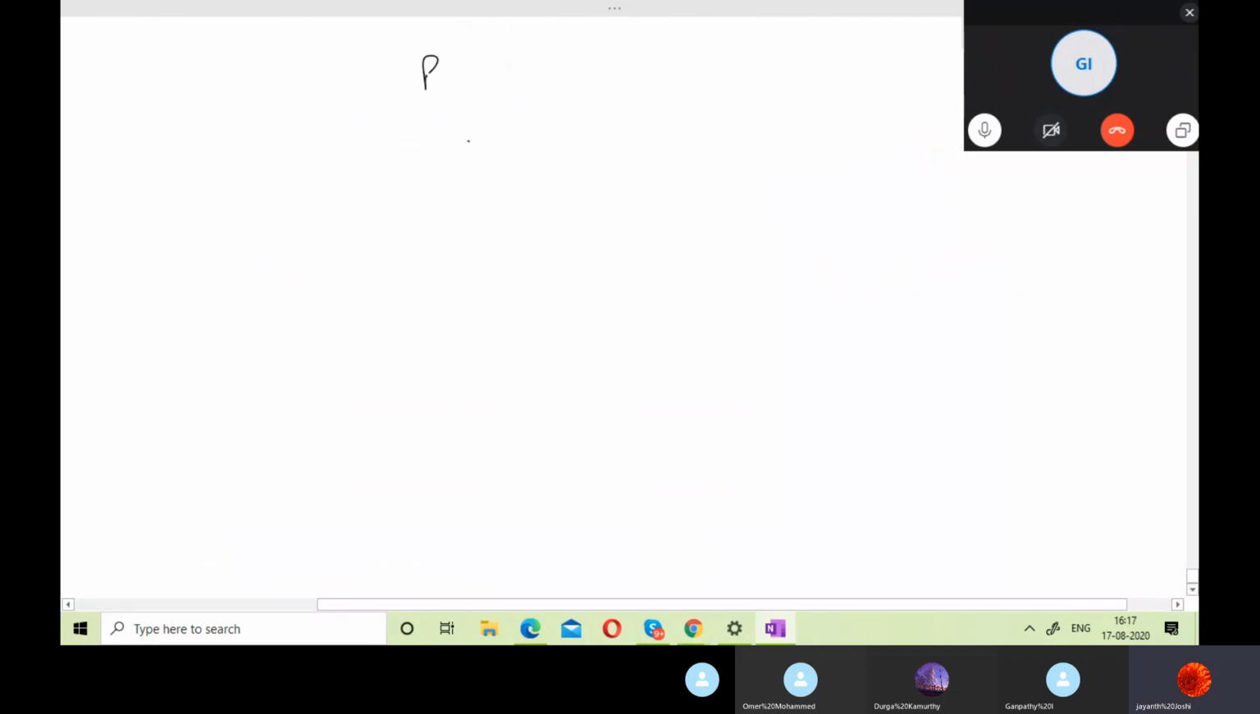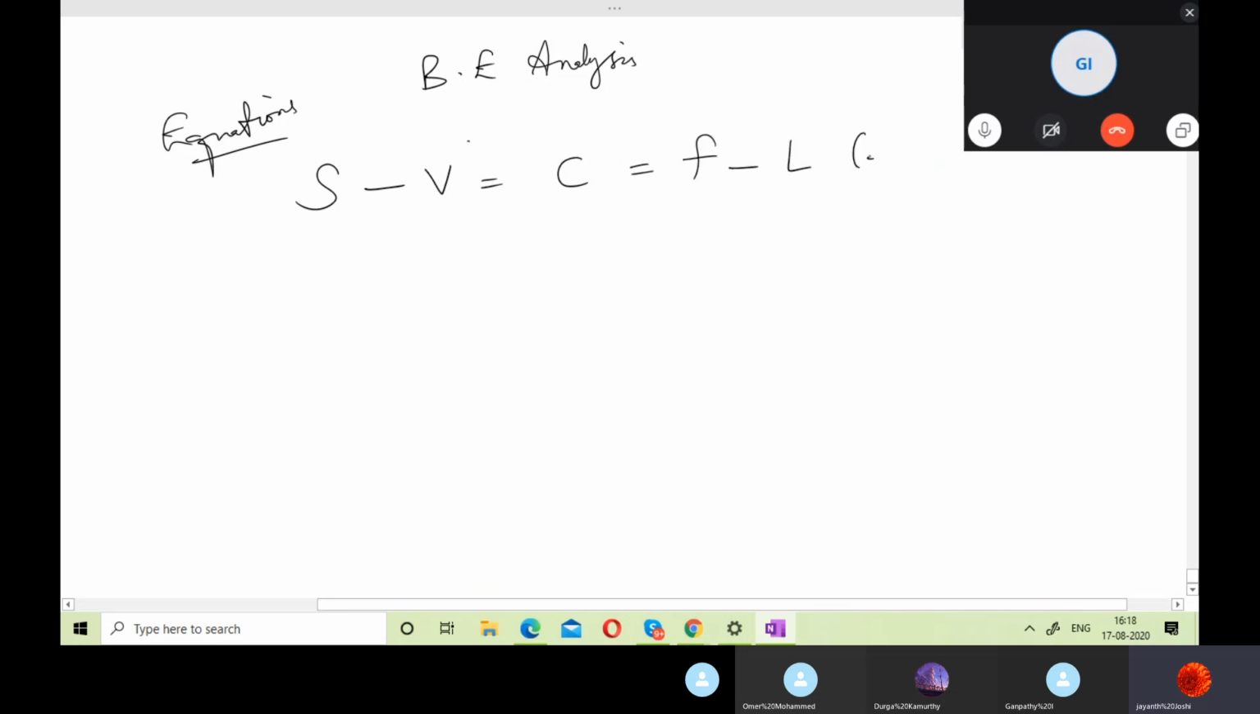So there we are. Now break even analysis. So the formulas are sales, these are the equations. Okay. Sales minus variable cost is contribution, already you know. That is equal to fixed cost minus loss. This is where you are in the loss zone. Again, sales minus variable cost is equal to contribution is equal to fixed cost. That is, you are at break even point.